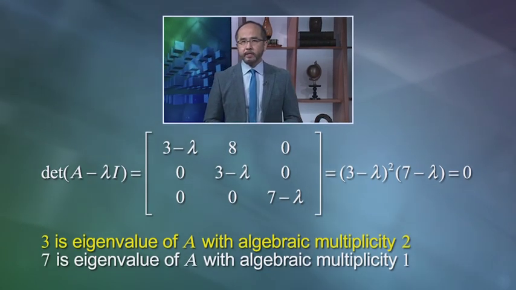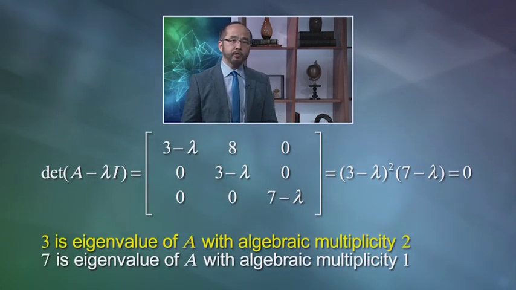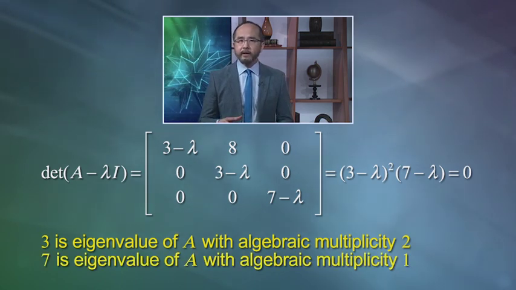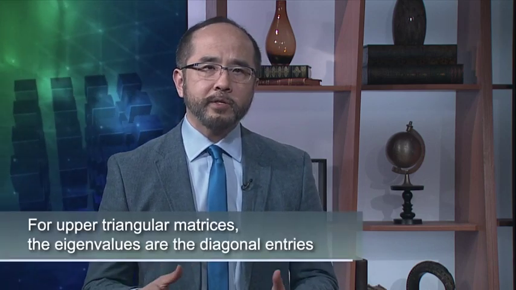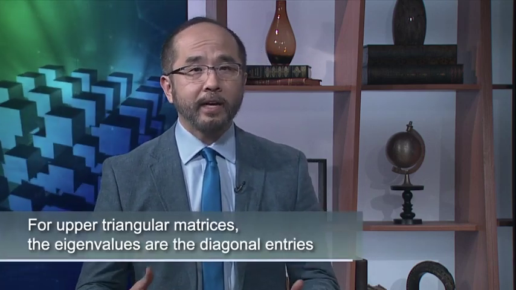So the eigenvalues in this case are 3 with algebraic multiplicity 2, since it's repeated twice, and 7 with algebraic multiplicity 1, since it's not repeated. As an aside, you might have noticed that 3, 3, and 7 were the eigenvalues, but they were also the diagonals of A. That's no coincidence. Because the matrix A was upper triangular, the determinant of A minus lambda I was easy to calculate, and the characteristic polynomial has as its roots just the diagonal entries. In other words, for upper triangular matrices, the eigenvalues are just the diagonal entries.